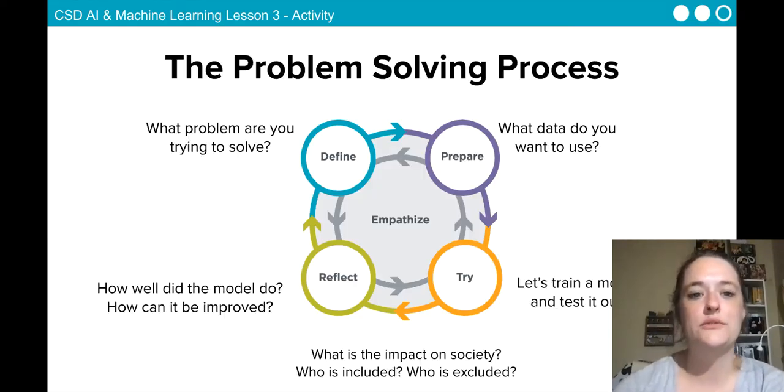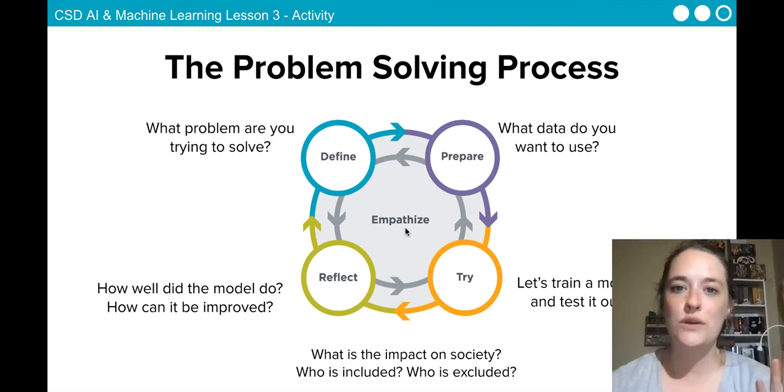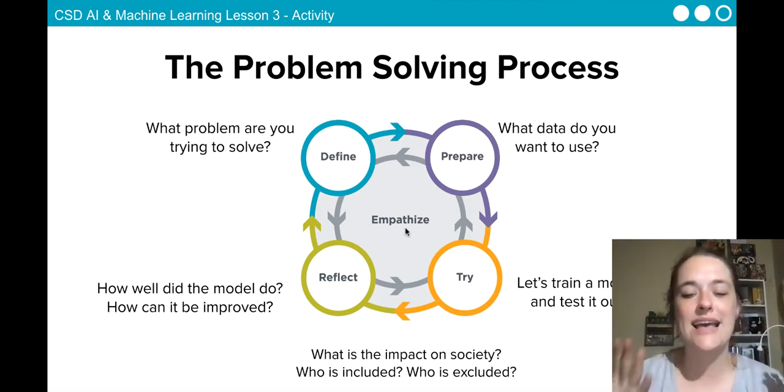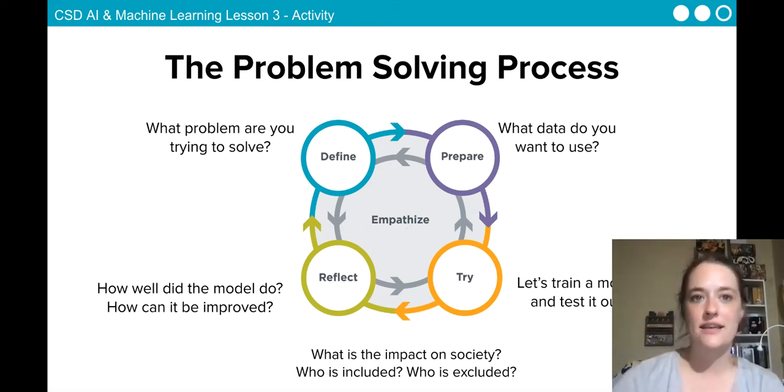When we use artificial intelligence to solve problems, we still go through this problem-solving process of define, prepare, try, and reflect. We talked about this in the last lesson. As we do that, it's important to empathize with our users and ask who is included, who is excluded. This can be harder to think about. So let's look at an example of how AI can help include people who are sometimes left out of the latest technology.